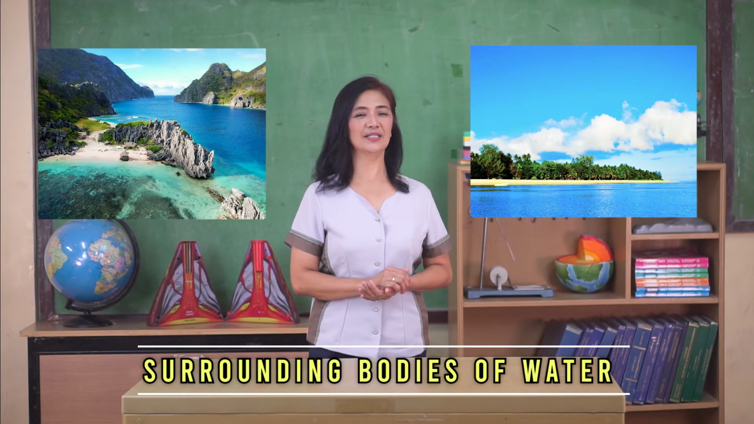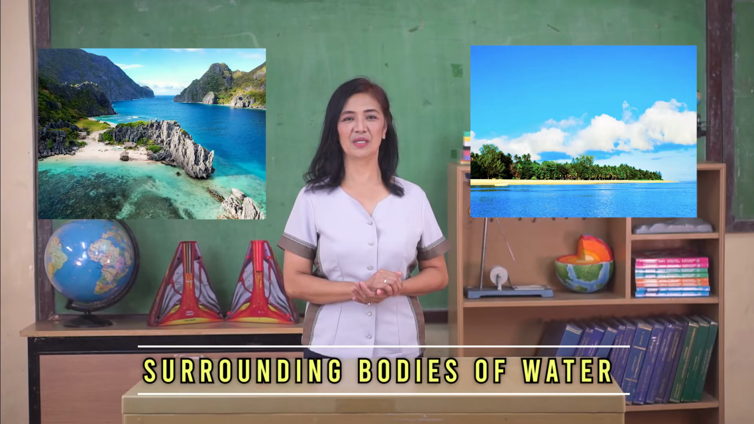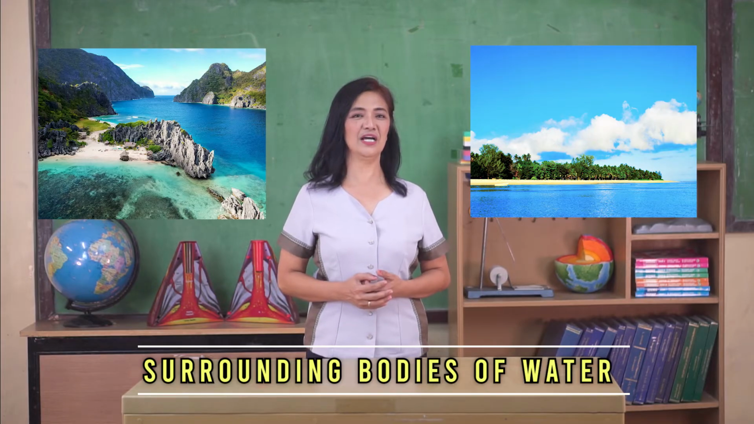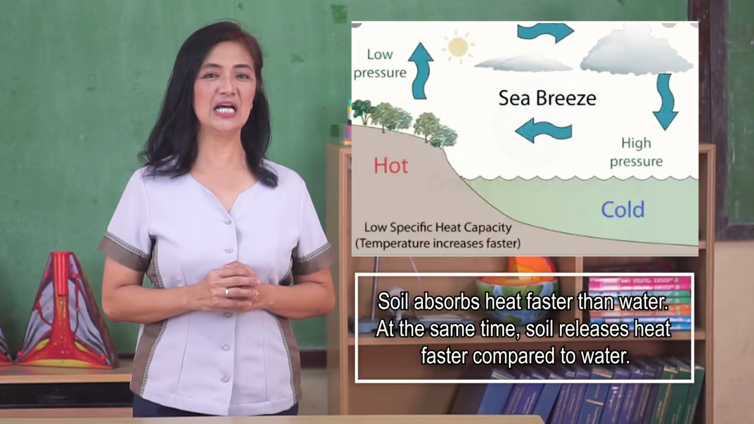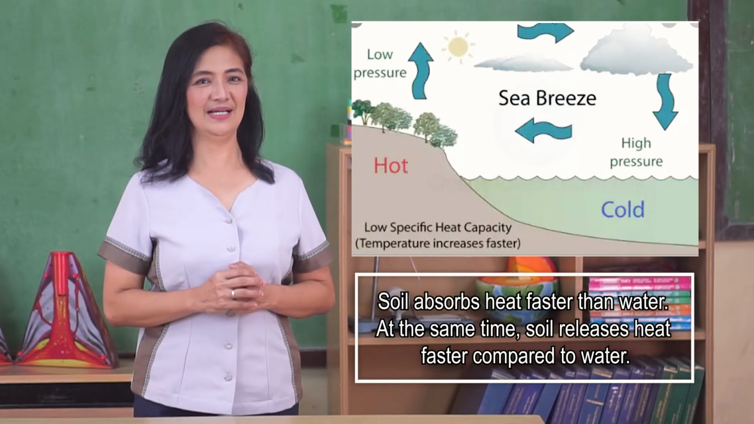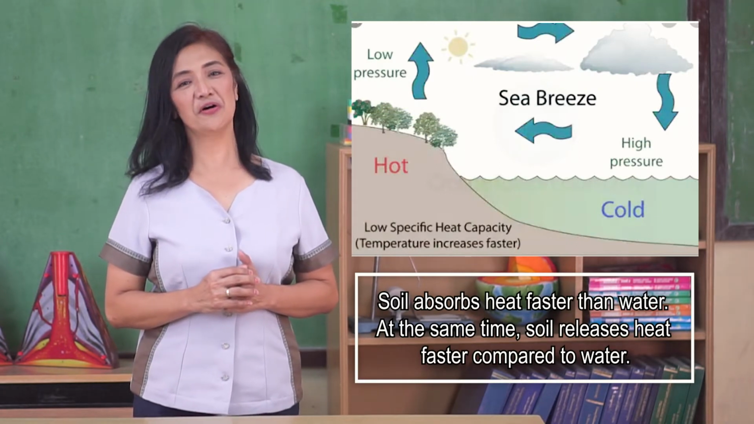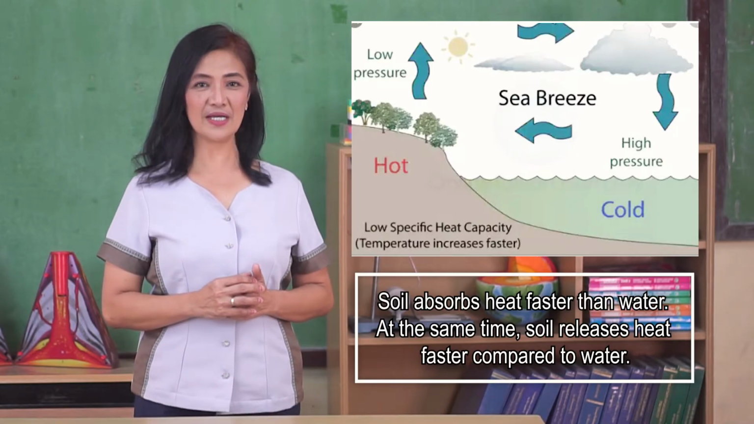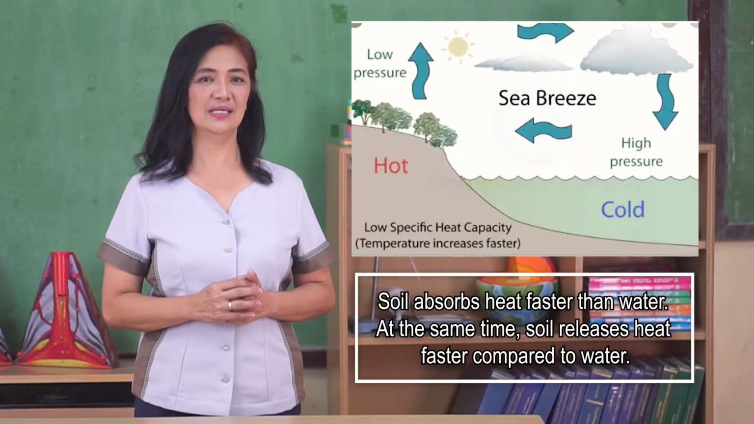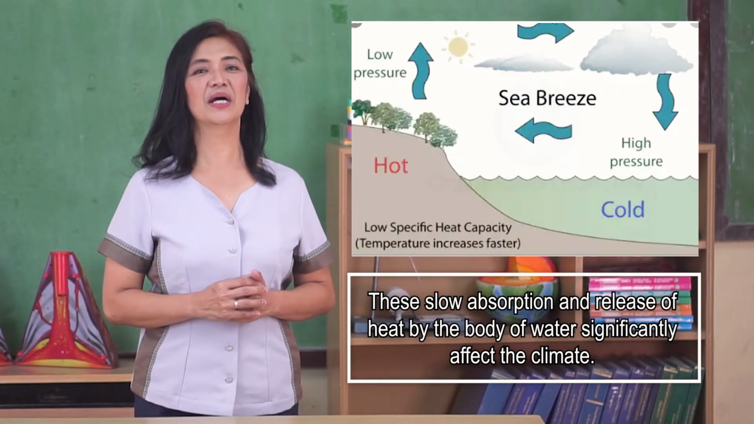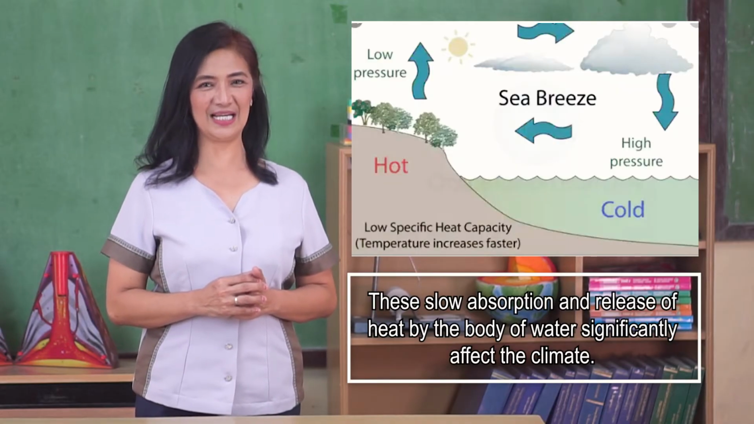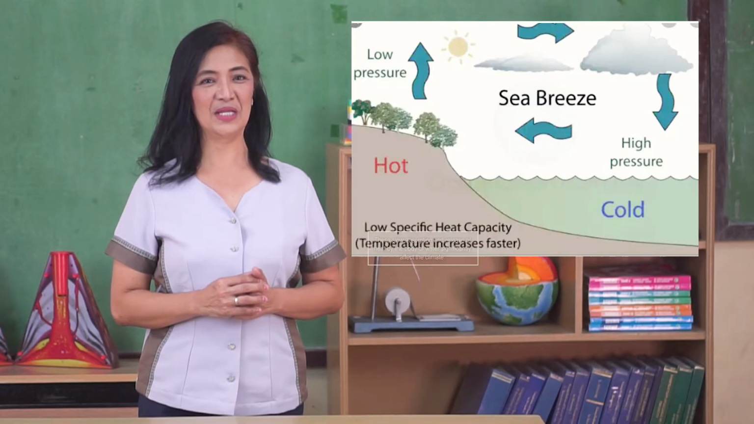Surrounding bodies of water is another factor. How do they affect the climate of the area? Soil absorbs heat faster than water. At the same time, soil releases heat faster compared to water. This slow absorption and release of heat by the body of water significantly affects the climate.